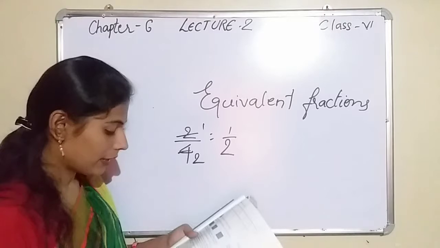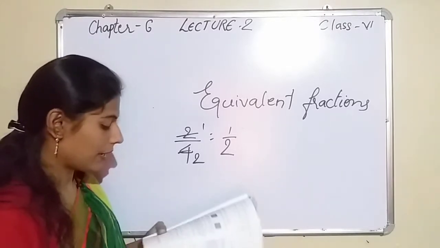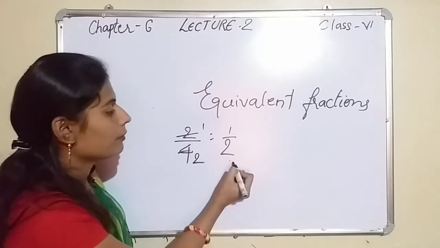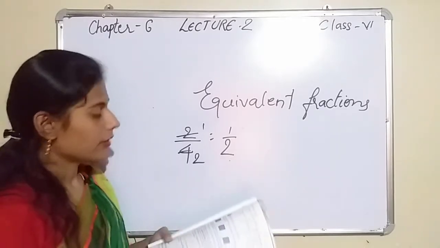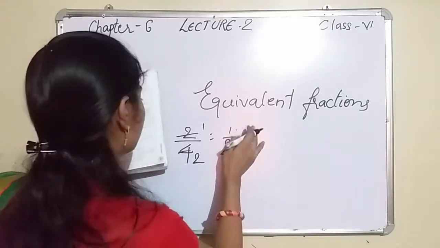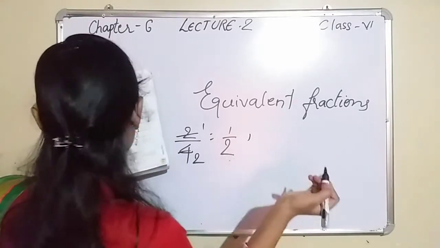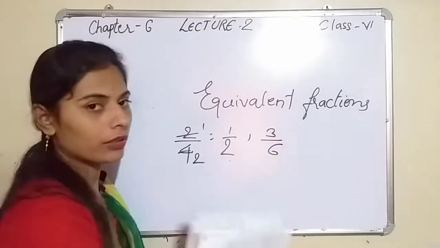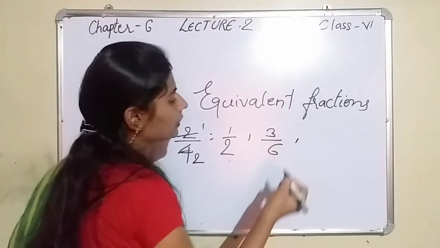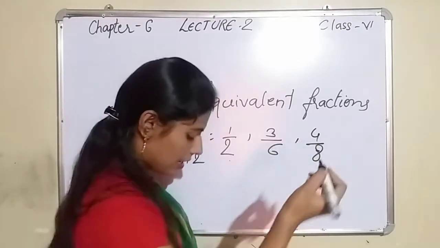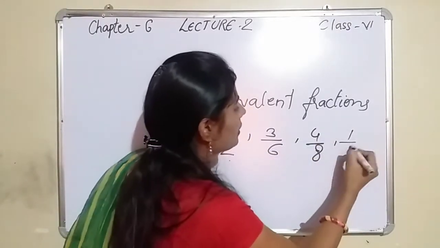Now you have to find the equivalent value of 1 by 2. When you are taking the equivalent value of 1 by 2, see, one more method is given. 1 by 2 is given here, the first value we got. Now second one, 3 by 6, that we got in the first example. Then the next value is 4 by 8 and 1 by 2.